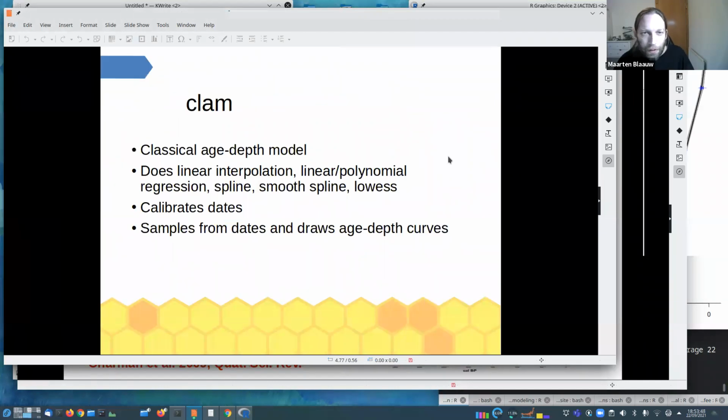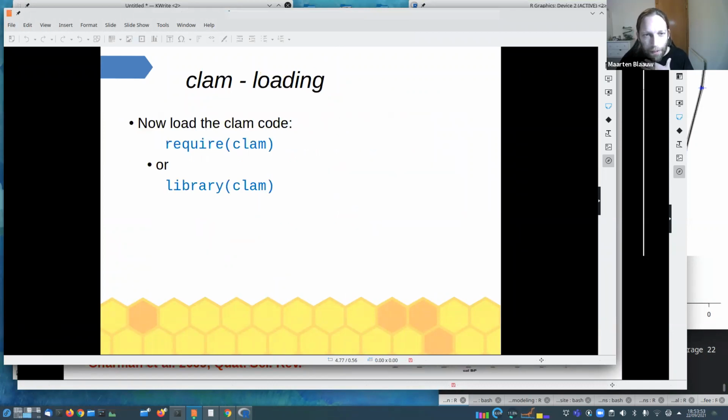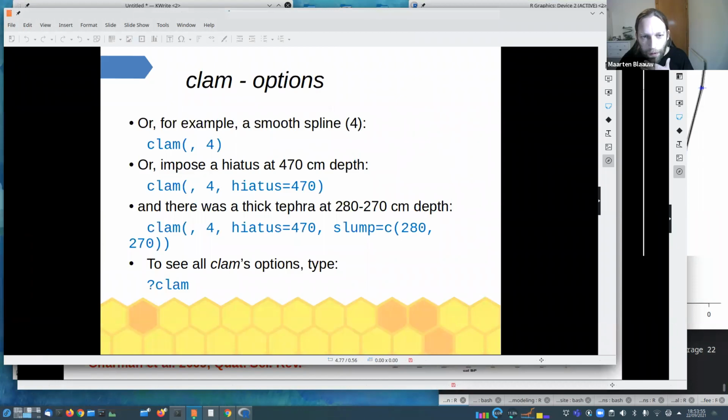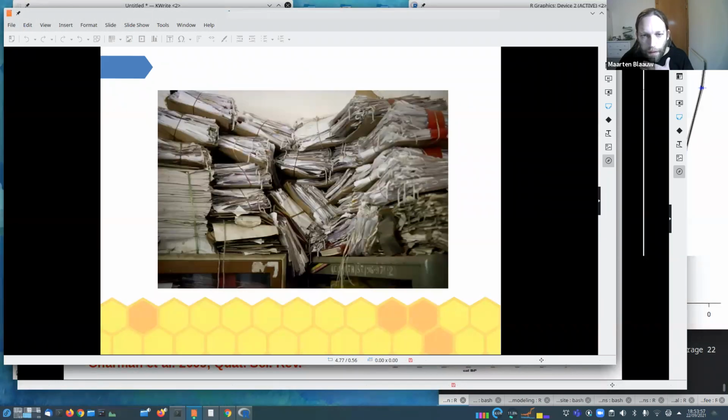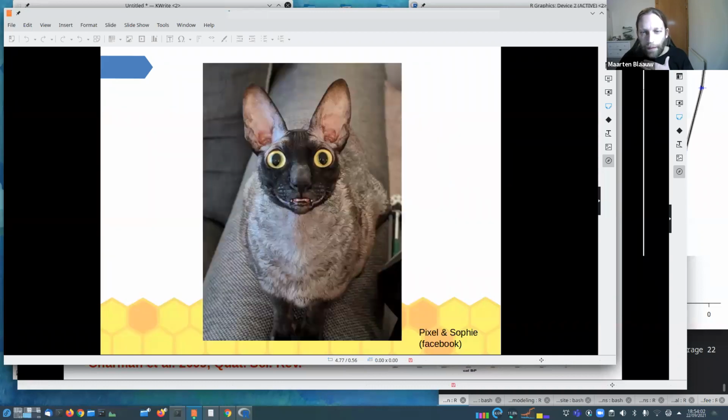So I will not go through CLAM now because we've already done that and we're running out of time. So I will not go there. Okay, this is not my cat. This is Pixel, one of my favorite Facebook cats.